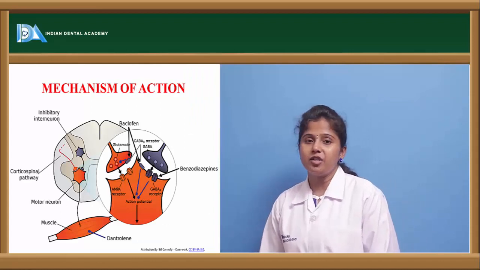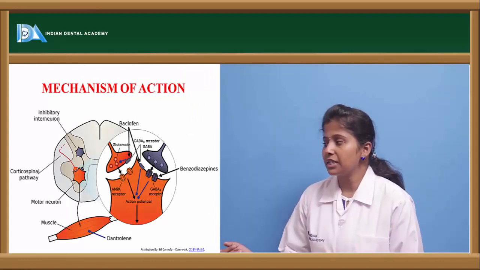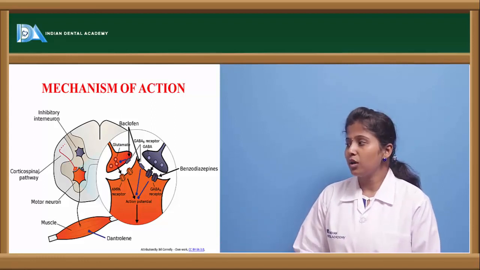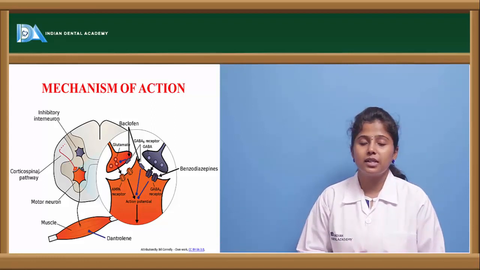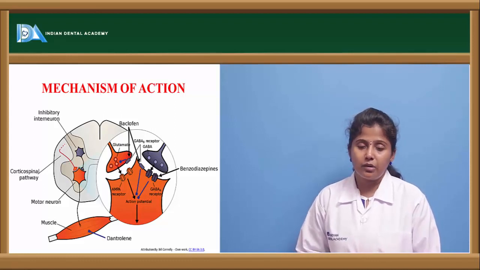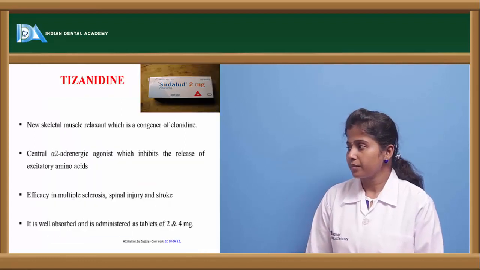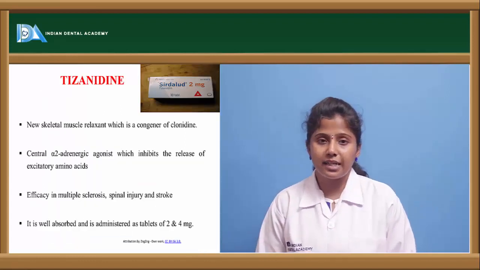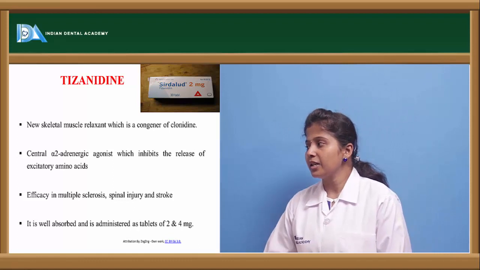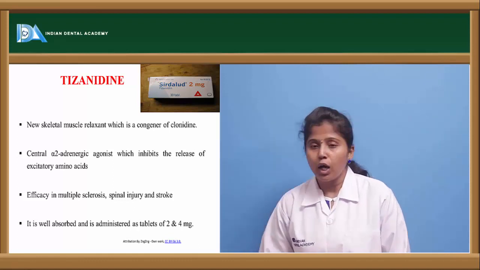If we see the mechanism of action of baclofen, it binds to the GABA receptors as well as the glutamate receptors which are present in the synapse, and thereby it prevents the neurotransmitter from binding to the receptors, thereby reducing the skeletal muscle tone. The other drug is tizanidine. Tizanidine is a newer skeletal muscle drug, and it is a congener of clonidine.